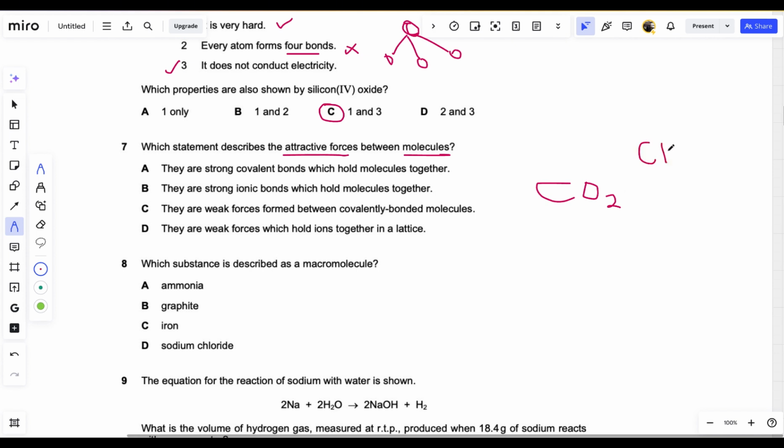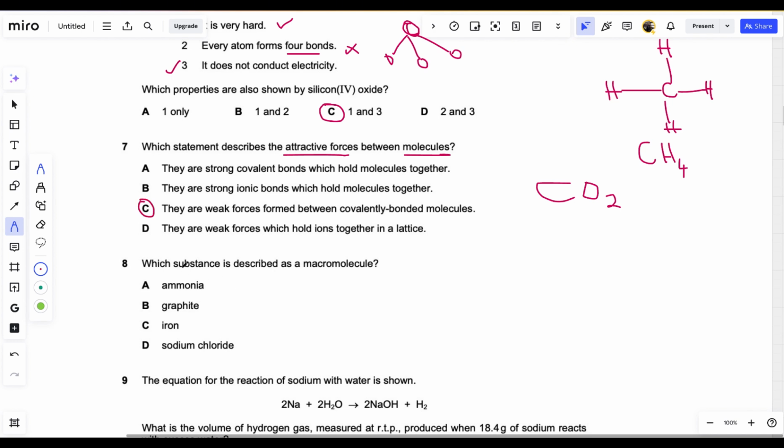The bond in methane is between carbon and hydrogen. When you have one carbon bonded to 4 hydrogens from all directions, it is called a weak covalent bonding. So this is not a strong bond. Covalent bonds are not regarded as strong bonding. Only ionic bonds are strong bonds. So option C seems to be more correct: they are weak forces formed between covalently bonded molecules. So we go with C for this option.